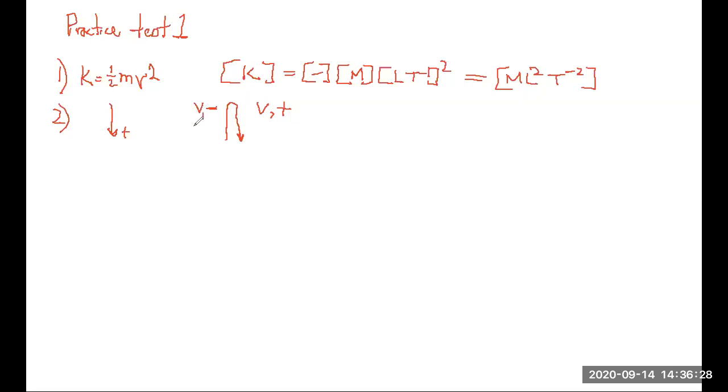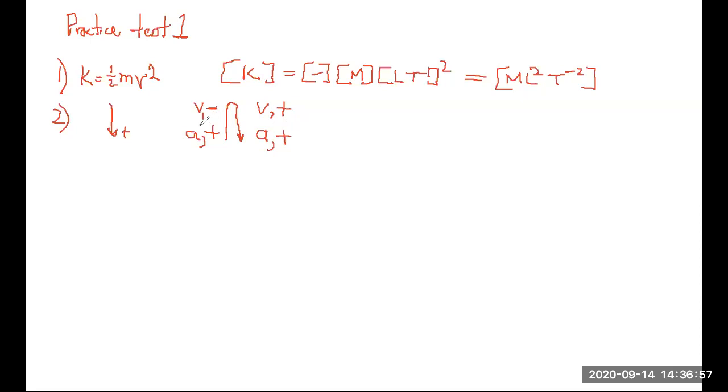With this convention for the positive direction, velocity is negative on the way up and positive on the way down. Acceleration, on the other hand, the acceleration of gravity, is downwards on the way up. So downwards is positive, and it's downwards on the way down. So that's also positive on the way down. And so that's the answer to this question: with this convention, the acceleration is positive on the way up and positive on the way down.